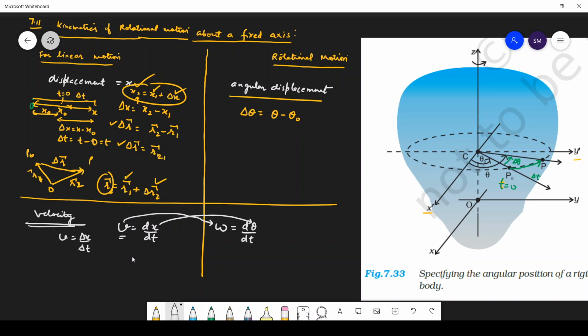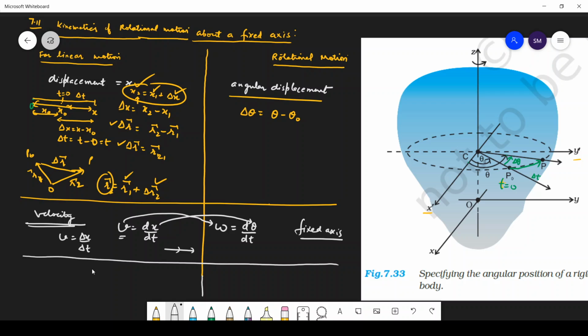Now, we are not writing this omega in vector form here, though we can write it in vector form. But if the motion is in a straight line, we don't need it in vector form. Similarly here, as you have a fixed axis, in a fixed axis, like motion in a straight line, you don't need the vectors.